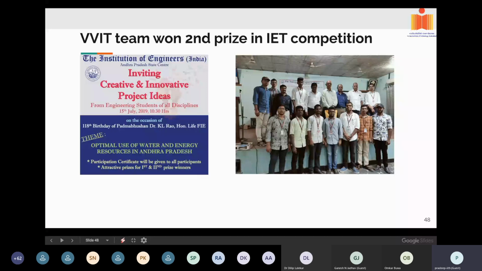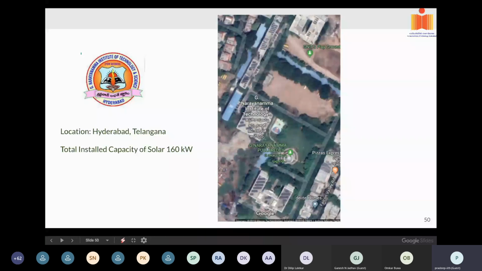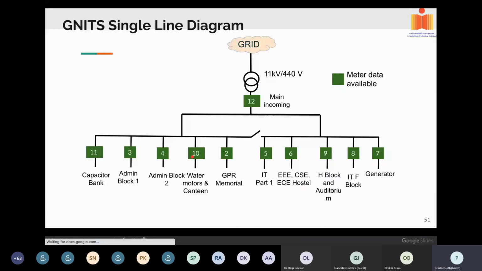Then another campus, GNITS. Again, you can see the campus buildings here, and on top of the campus buildings, you can see there are panels fitted on all of them. They have a total installed capacity of 160 kilowatts. Then this is a single line diagram. The grid supply comes to the main incoming, and from there the supply goes to different parts. There is a local generator also. And these numbers are given for their meters, and then we are getting the data.